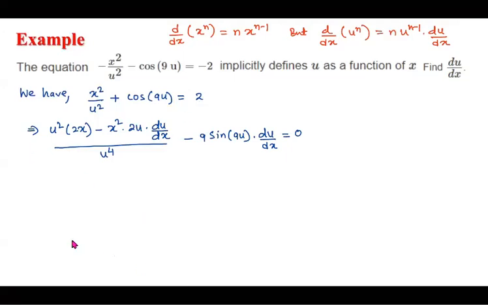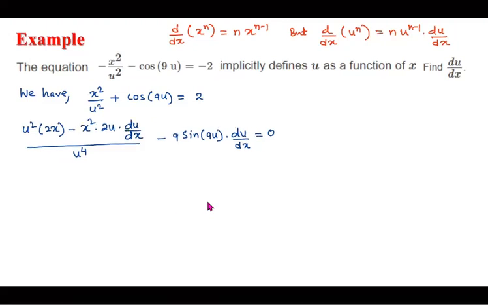So we use the quotient rule for the first one. For this part, we use the chain rule. And for this one, the derivative of a constant is 0. So always remember, if you have more than one variable, you will be using implicit differentiation.